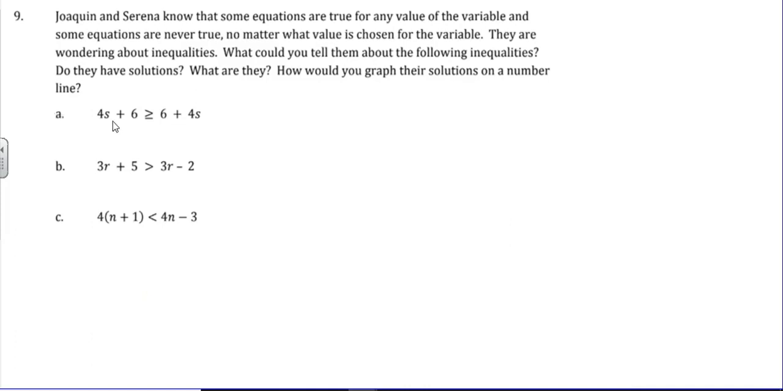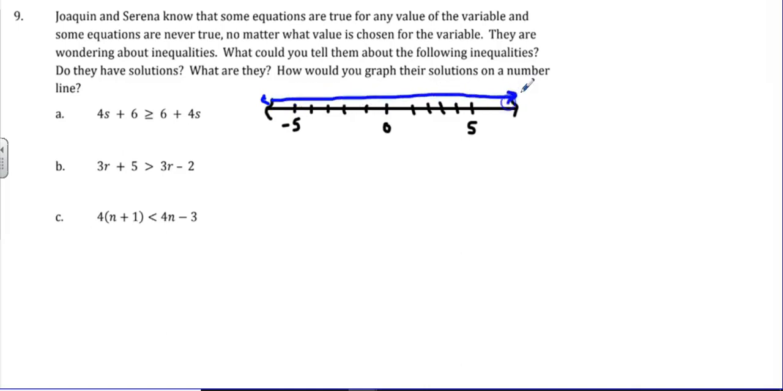Well, for A here, we have the same thing on one side as we do the other. So these are equal, and since this is greater than or equal to, then this always will be correct. So since this is always correct, when I have my number line, I'm going to indicate that any value on this number line would work.